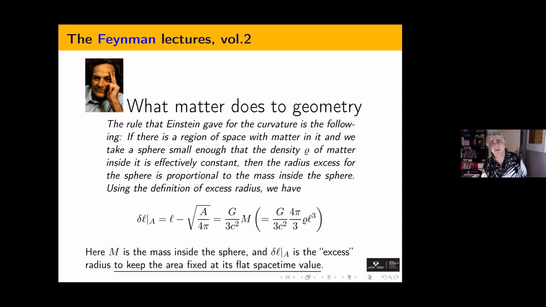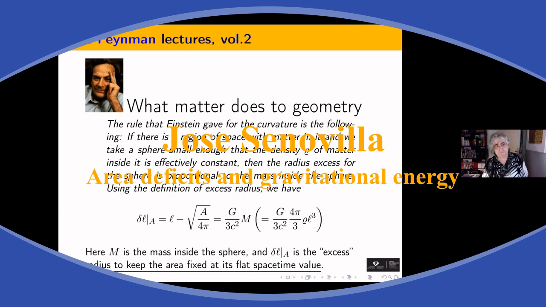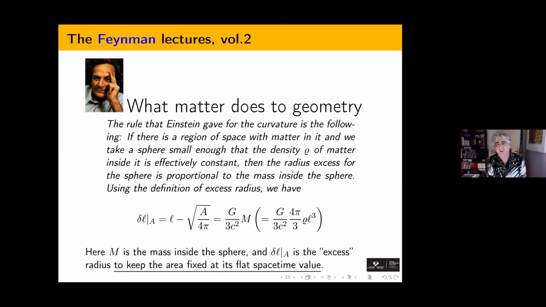And you can also check the Feynman lectures, where Feynman wrote what is written on the screen: the rule that Einstein gave us for the matter going to geometry is that if you have a region of space with matter and you take a very small sphere around it so that the density of matter can be considered to be constant, then the radius excess for the sphere is proportional to the mass inside the sphere. And actually, you can quantify this using the definition of excess radius.